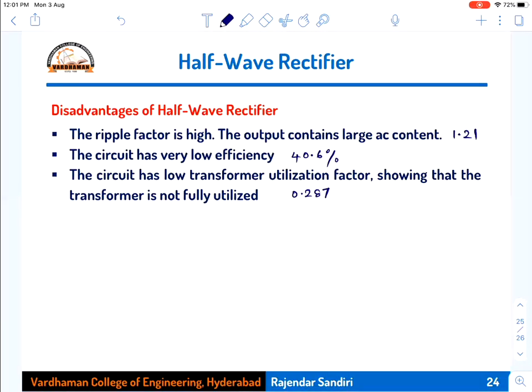So transformer utilization factor is low, efficiency is low, ripple factor is high. These all are the disadvantages of the half wave rectifier. Therefore, this particular circuit is not used in practical real-time applications. We have to go with a full wave rectifier, either with a center tap transformer or with a bridge rectifier. So the half wave rectifier is generally not used in regulated power supplies. That is the conclusion because of all these disadvantages. Okay, so with this the analysis of the half wave rectifier is over.